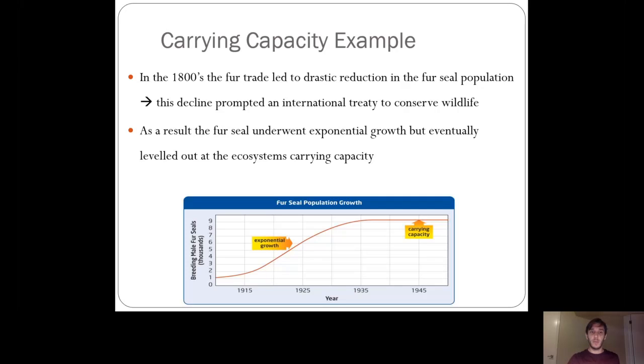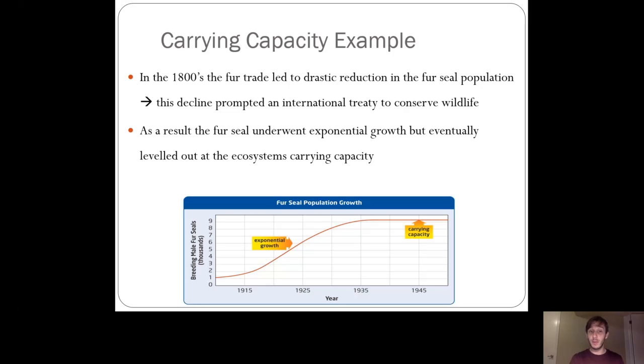Now, here's an example. We're looking at the fur trade. In the 1800s, the fur trade led to a drastic reduction in the fur seal population. So the seals that we were hunting for their fur, we were hunting them so well that we radically declined the population. And so what that led to was a treaty to conserve wildlife. And as a result, the fur seal underwent exponential growth.